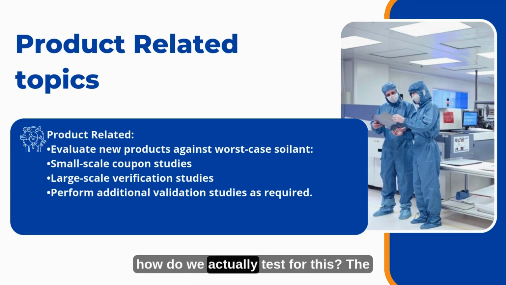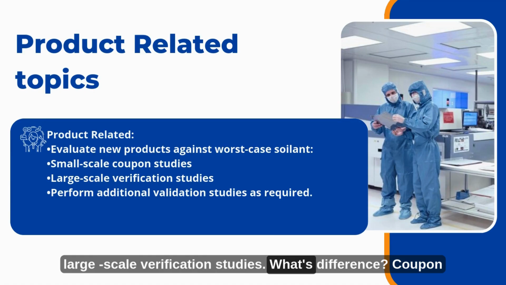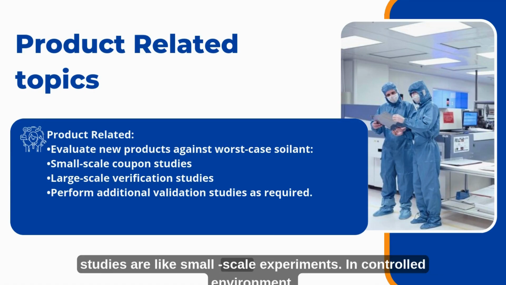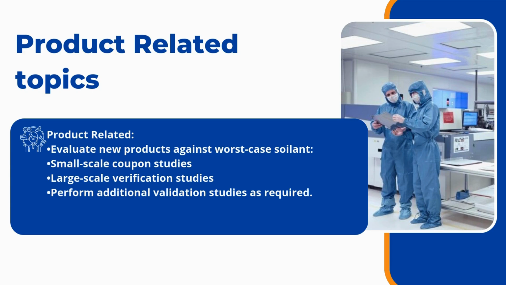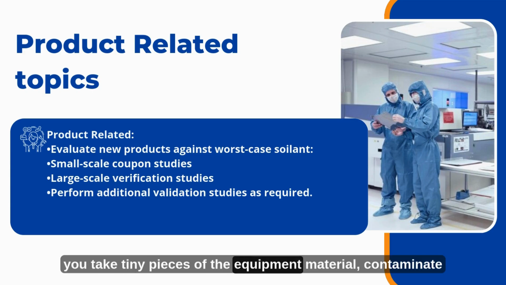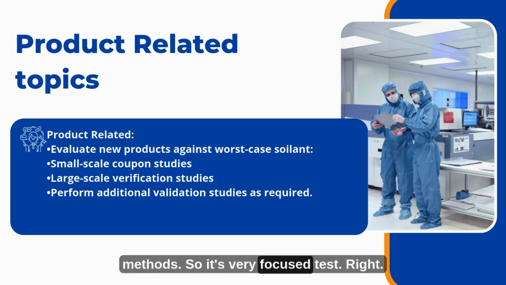Makes sense. So how do we actually test for this? The documents mention coupon studies and large-scale verification studies. What's the difference? Coupon studies are like small-scale experiments in a controlled environment. You take tiny pieces of the equipment material, contaminate them with the new product residue, and test different cleaning methods. So it's like a very focused test.